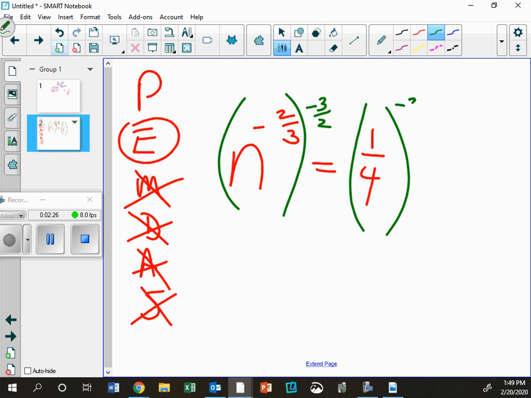If I put it to the negative 3/2 power on both sides, do you get that these two are reciprocals and they will therefore cancel each other when you multiply them? And it'll turn into positive 1. And n to the positive 1 is just n. So all in one step, I'm done.